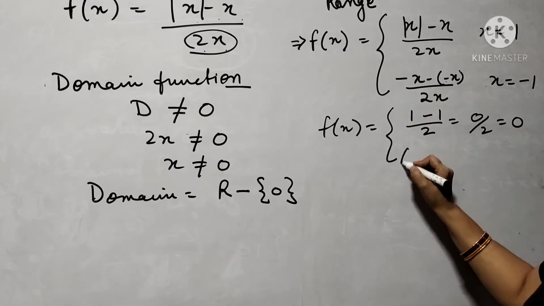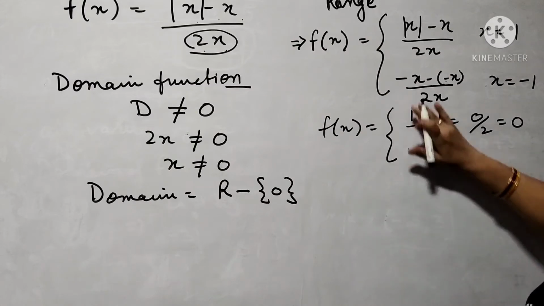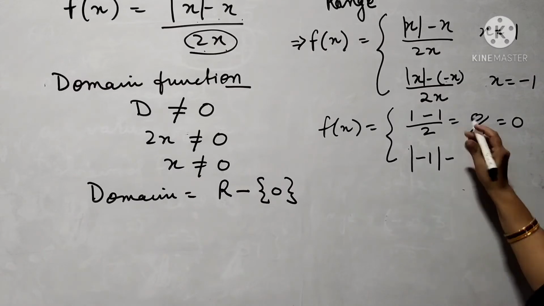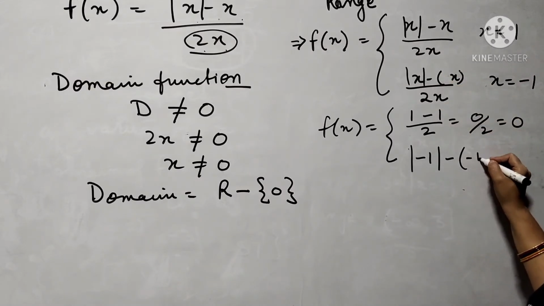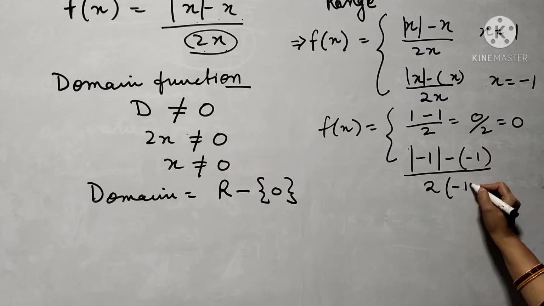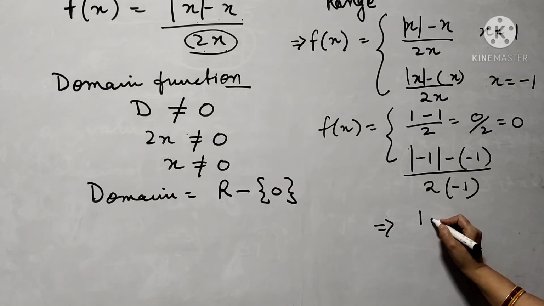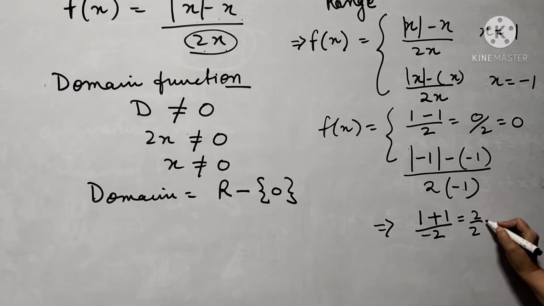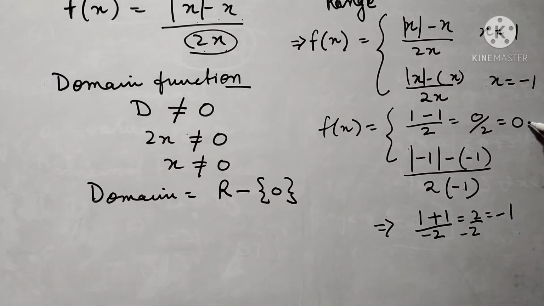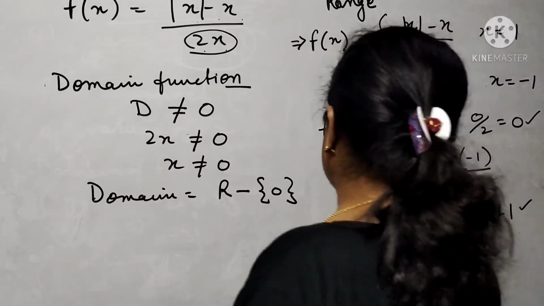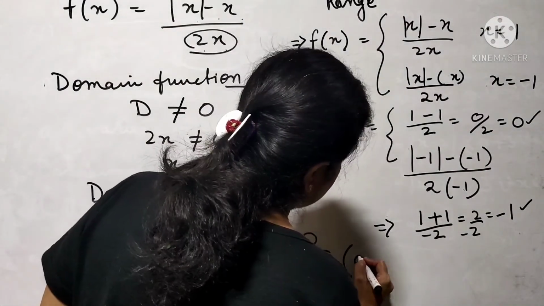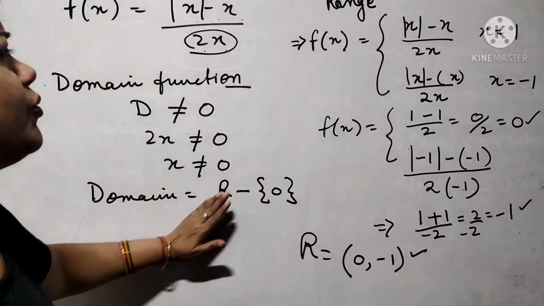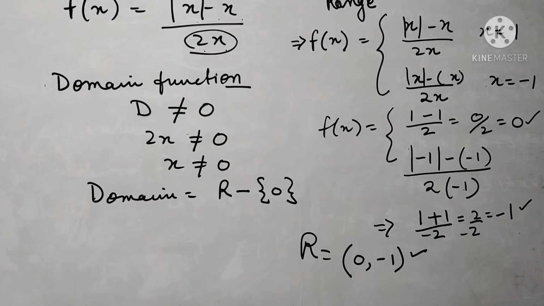For the second case, we write it as it is. So this is minus 1 minus 1 over 2 into minus 1. What do we get? We get 1 plus 1 over minus 2, which is equal to 2 over minus 2, which is equal to minus 1. So its range is 0 to minus 1. So in this way, we find the domain and range of these types of modulus functions.